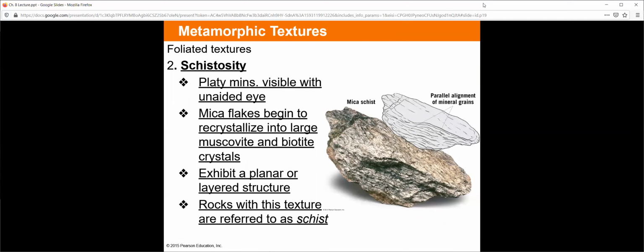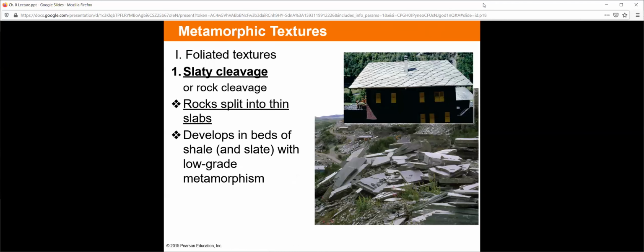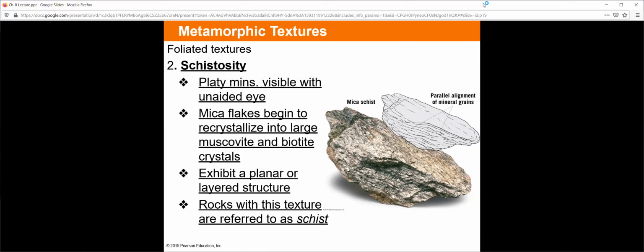Schistosity is an interesting texture. It refers essentially to schist, a common metamorphic rock. We talked about that a bit before. Whereas slaty is these large, table-looking sheets, these very thick breakups, schistosity, or the schist-like texture, refers to the planar layered structure that the mica flakes began to recrystallize into from the large muscovite and biotite crystals they originally had.